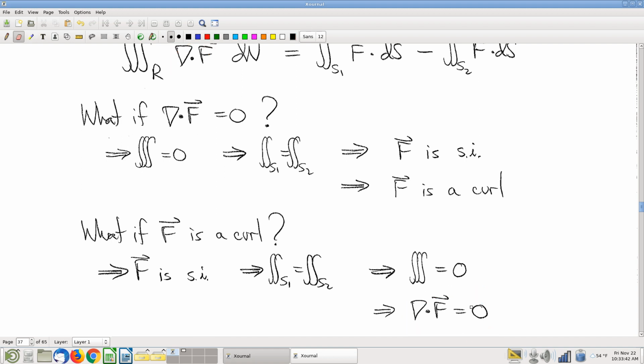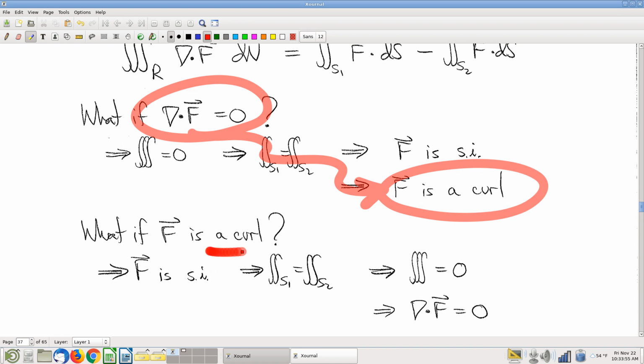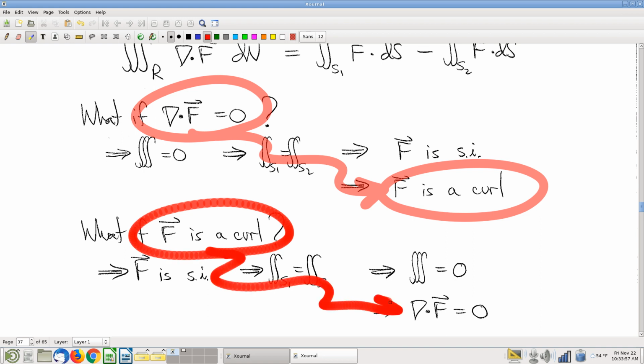And so again, analogous to the previous discussion about path independence, whenever the divergence is 0, it's a curl of something. Whenever a vector field is a curl of something, divergence is 0. So, really nice little extension of analogy and connection between these different operators. Okay, lot to digest there.